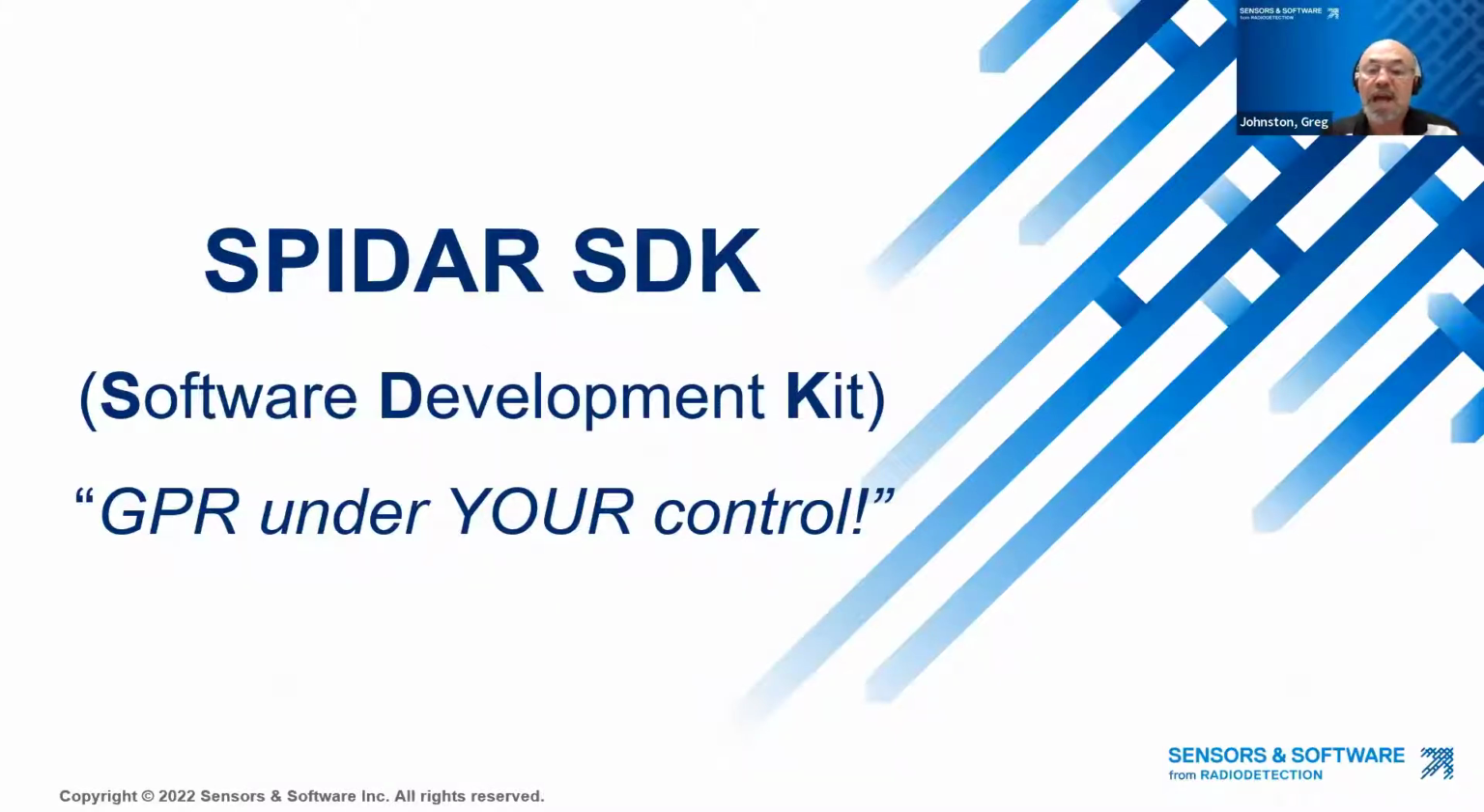Earlier this year, we added the capability to the NIC for customers to control a GPR system through it. We call this SPIDAR SDK, SDK for Software Development Kit. Basically, we added a special module to a NIC so it will accept commands to set up and run a GPR system. This capability allows you to write your own GPR data acquisition software so GPR can be integrated into your system.